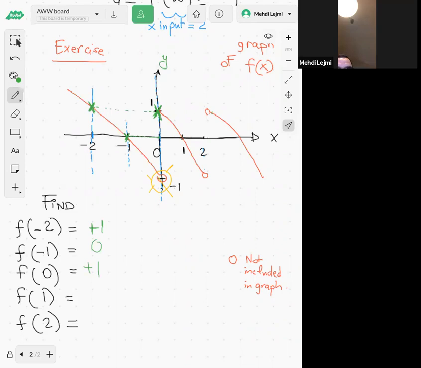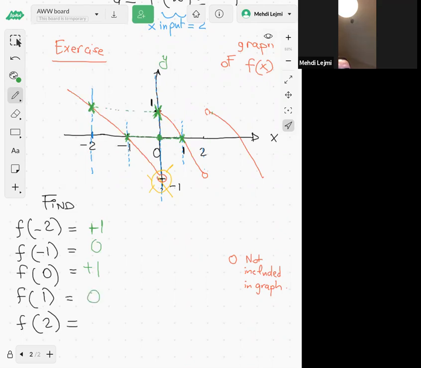Next, f of +1. Again, the same thing. I have my vertical blue line passing through +1. The intersection with the graph is this point. Now I have to go to the y-axis using the horizontal line. You go to the y-axis, you get 0. So the answer here is 0.